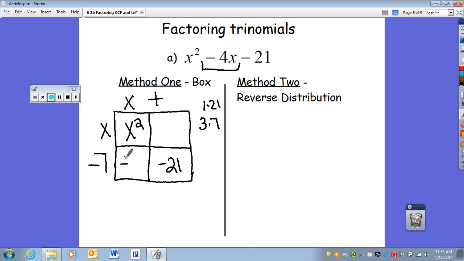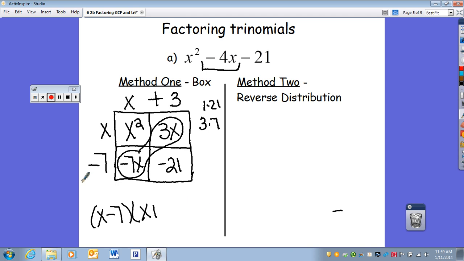If I use a negative 7 times x, that is negative 7x. And if I use a positive 3 times x, that is a positive 3x. And 3 times negative 7 gives me negative 21. And when I combine like terms, which we always want to check to be sure that it works, negative 7x plus 3x gives me negative 4x. So my two factors are x minus 7 and x plus 3. Those are the two binomials I multiplied together to give me x squared minus 4x minus 21.